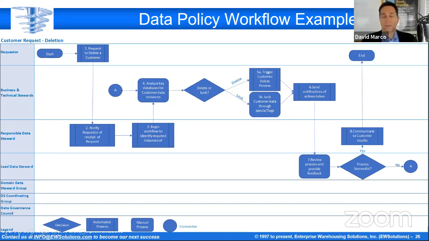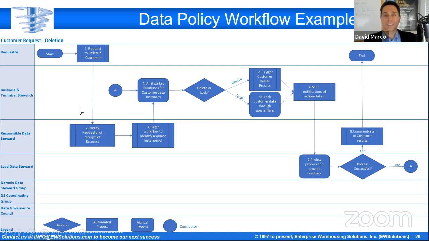So what workflow does your team need to go through? Here's a great example of a workflow that we use. In the left-hand column, we have the requester, business and technical stewards, the responsible data steward. So who's overall responsible? Think the data owner, lead data steward, as all of you remember, because you've been here for our whole series. The lead steward is responsible for a domain or subject area. If you don't remember any of that, go back to our previous webinars. They're all on YouTube and you can watch them. The domain data steward group, the coordinating group and the data governance council.